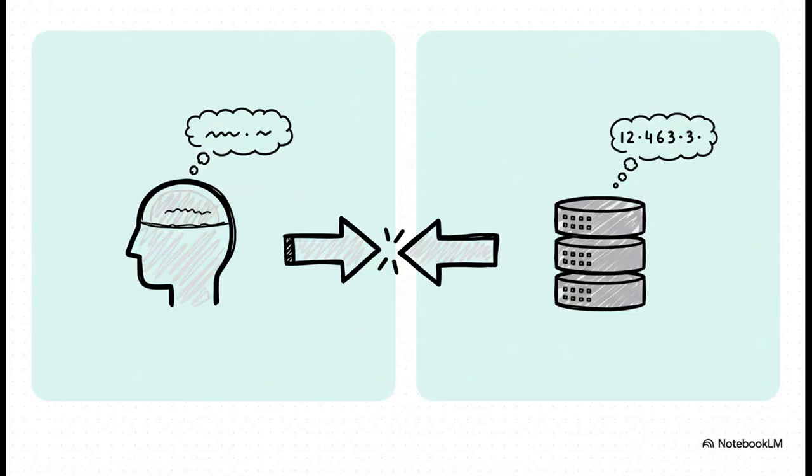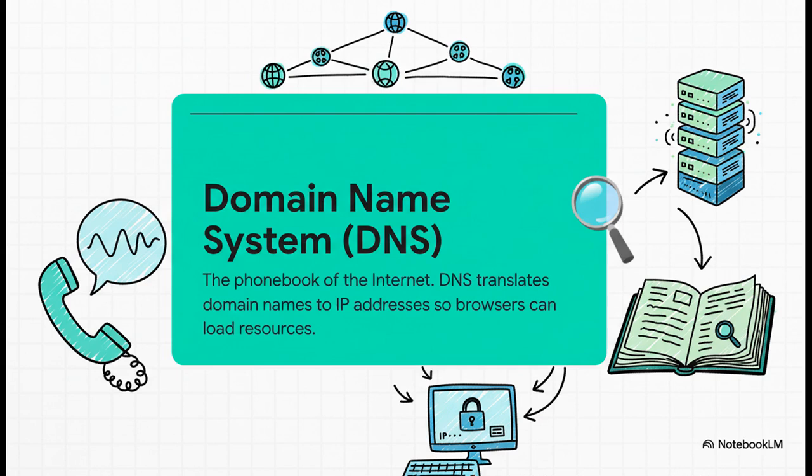Well, it all starts with a simple translation problem. See, we humans, we think in names, right? Like example.com. Easy to remember. But computers, they speak in numbers, specifically IP addresses. Think of them like a unique street address for every single thing connected to the internet. The problem is, these two languages are totally different. We need a translator, fast. And that translator is the DNS, or the Domain Name System.